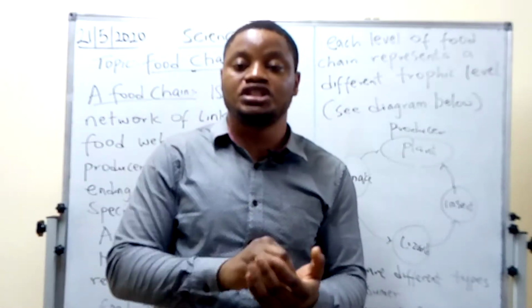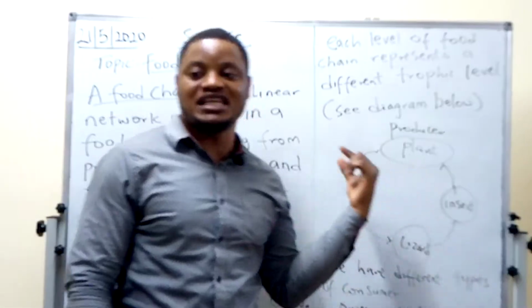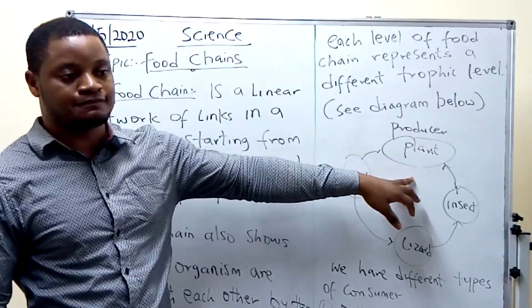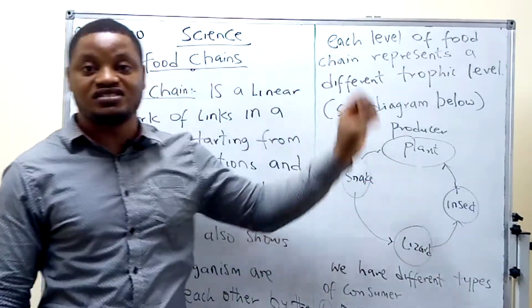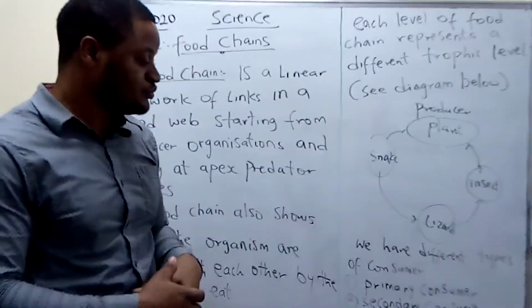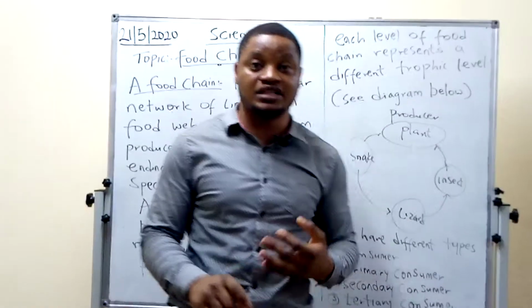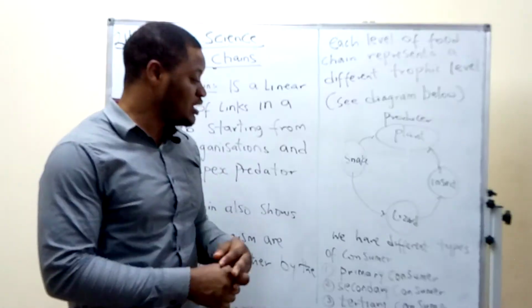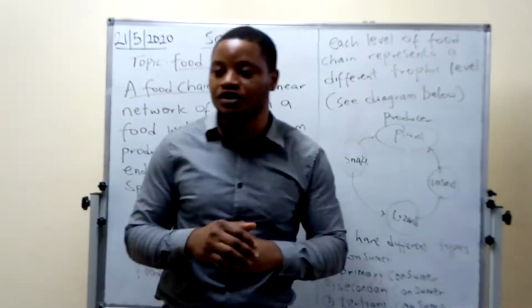The origin of the producer started from what? Plant. It started from plant. And plant gained its own energy from the sun. Now we have different types of consumer. Number one, we have primary consumer, secondary consumer, and tertiary consumer. Now I'm going to show you the image.